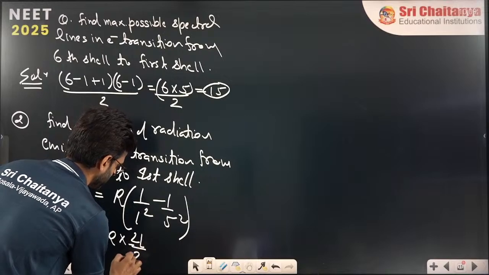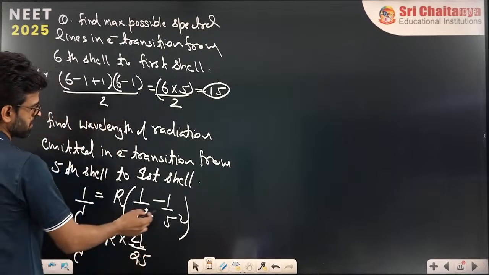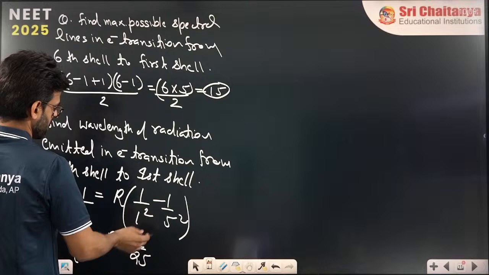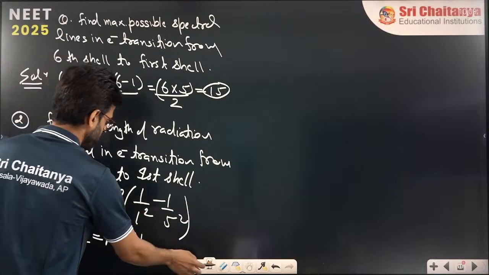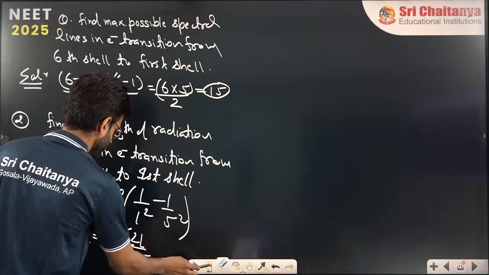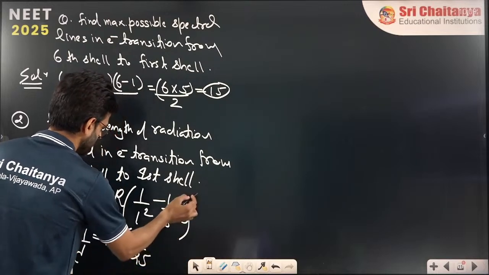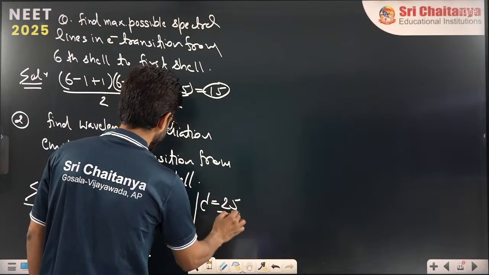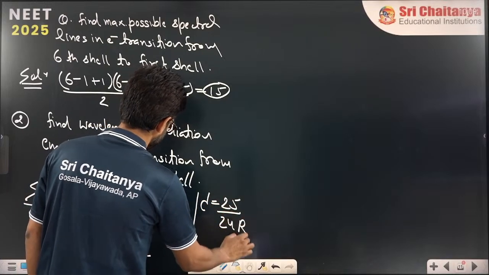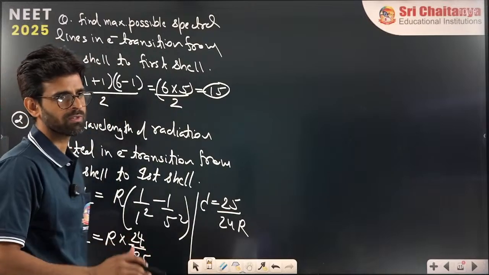25, right? 5, here 5, how much coming? 5 here, 25, 24 by 25, right? If you solve this thing, so lambda is coming how much? 25 by 24 R. Fine. This way you can solve it very easily.